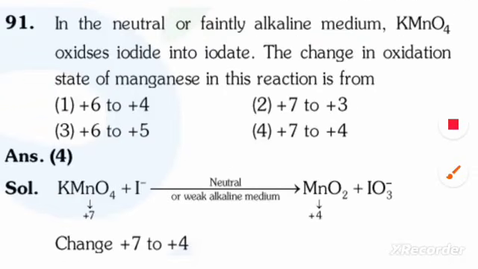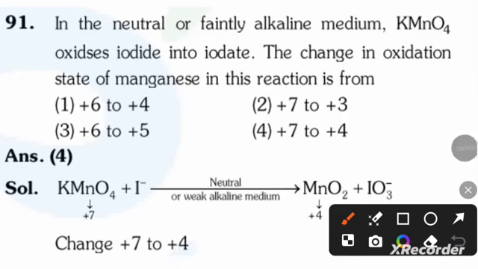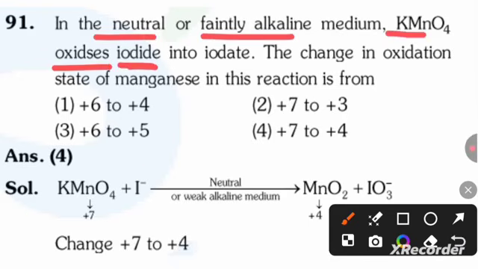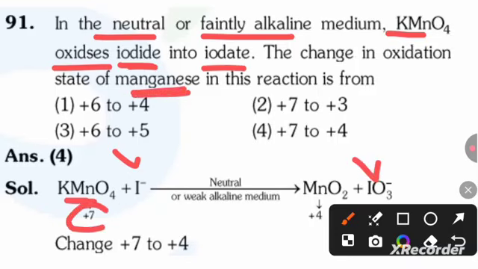Next question from D and F block elements. In neutral and faintly alkaline medium, potassium permanganate oxidizes iodide into iodate. What is the change in the oxidation state of manganese? In potassium permanganate, the oxidation state of manganese is +7, and in MnO2 the oxidation state of manganese is +4. So option 4 is the right answer for this question.